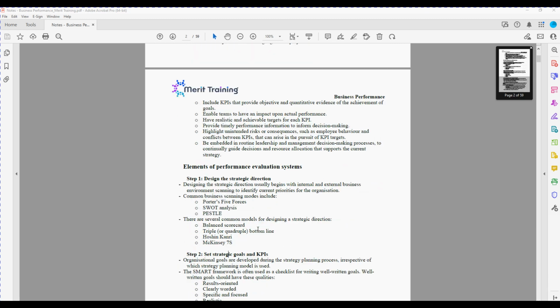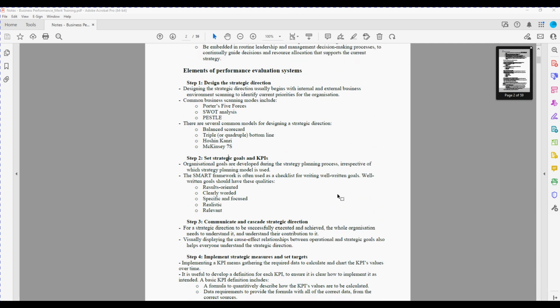The KPIs that we set as part of the system need to be realistic and achievable. There needs to be a time frame associated with them. You need to highlight unintended risks or consequences. For example, driving the wrong behavior with certain sales KPIs, like is that going to lead to discounting? Is that going to lead to aggressive sign up, which maybe gives you a bad reputation amongst your clients, etc.